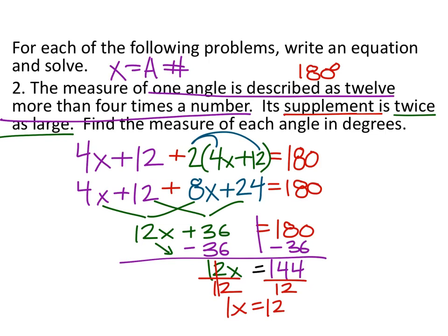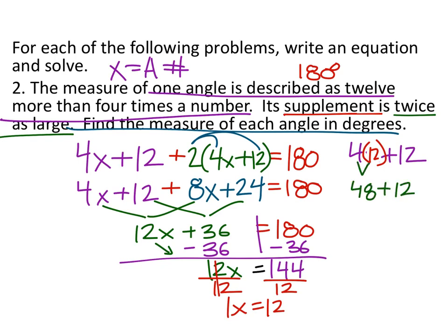Now x isn't the answer, because up here it said that it wanted us to find the measure of each angle in degrees. But we can take that one angle, which was 4x plus 12, and I'm going to replace x with 12. When I evaluate this, it will give me the value of that angle. So 4 times 12 is 48 plus the 12. When I combine these, it appears that I get 60 degrees. So the measure of one angle is 60 degrees.